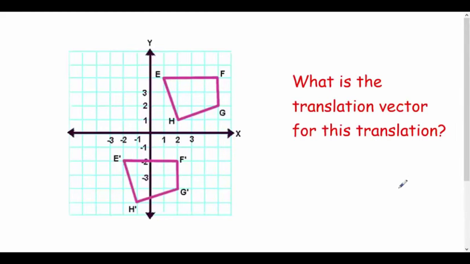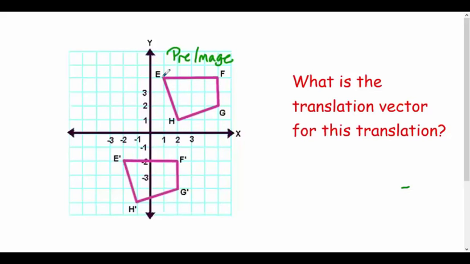And so let's do one more. What would be the translation vector for this translation? Now remember, your pre-image is always the one that doesn't have the apostrophe or the prime symbol. So this would be the pre-image. So it's moving from here to here. And you can't just say, well, H moved to here, because this isn't H, this is F prime. So you have to match them up by their letters.